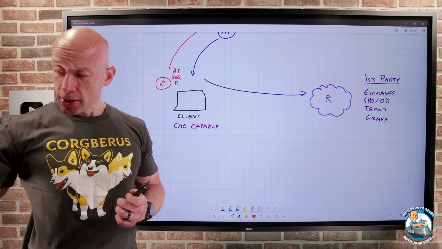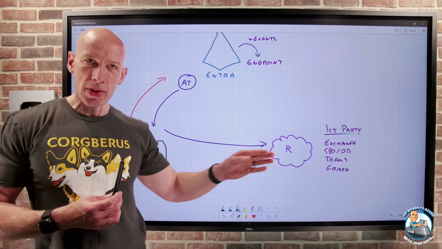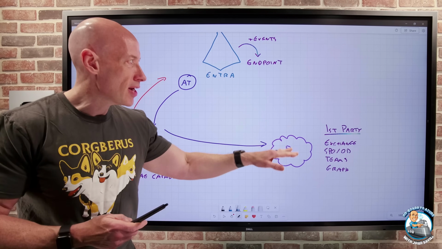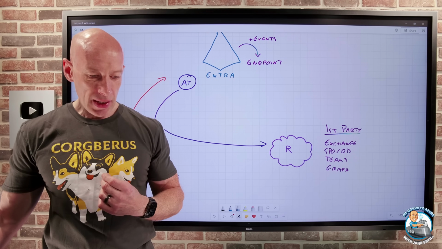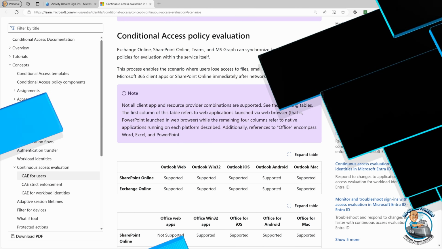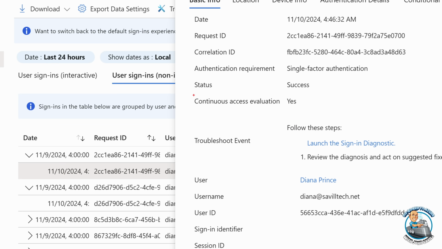Now, I'm curious about, when I'm talking to a certain one of these resources through the combination of my client and the resource I'm talking about, has continuous access evaluation been enabled? And if we jump over for a second, if I go and look at a sign-in, so right now I'm looking at Diana, and what I can see here is this continuous access evaluation has been set to yes. So in this case, it will respond to those types of revocation events that could happen. So that's what I'll be looking for.